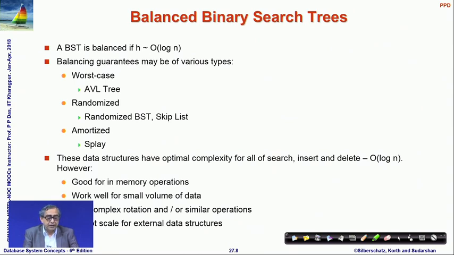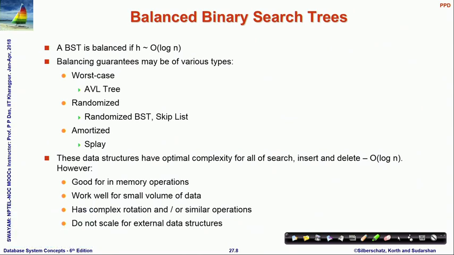So, we have seen all of these different strategies, and in an attempt to generalize them for external data structure, we note that these are typically good for in-memory operations. These work well when you deal with a small volume of data. I mean, that may still be large, but it is small in the sense that the whole data fits into the memory and you can manipulate, massage the whole data in memory. And of course, many of these algorithms, particularly the AVL tree and quite a bit of the randomized BST, have complex rotation operations that need to be performed.